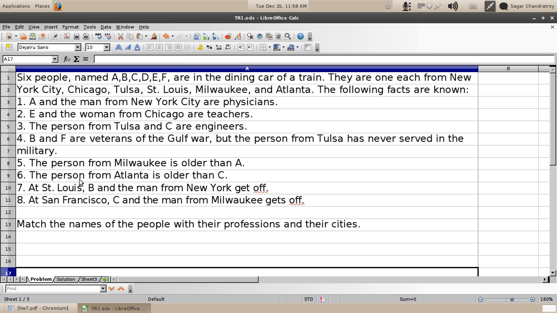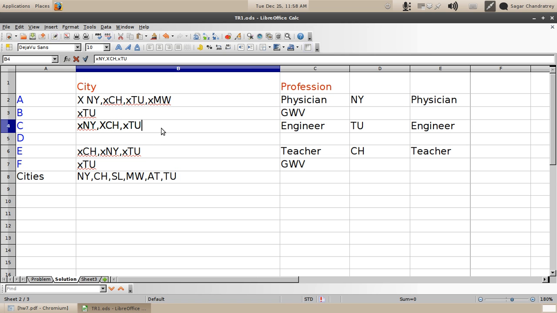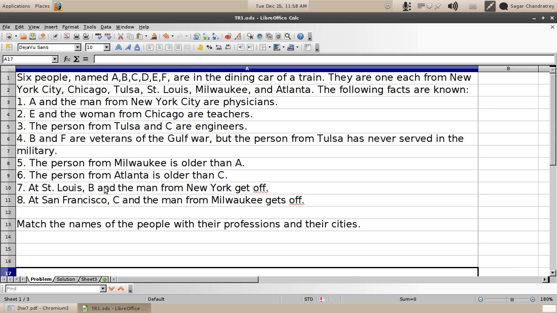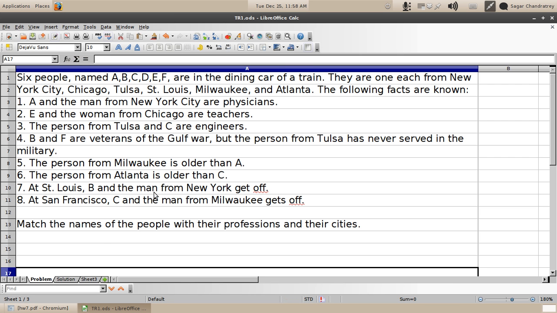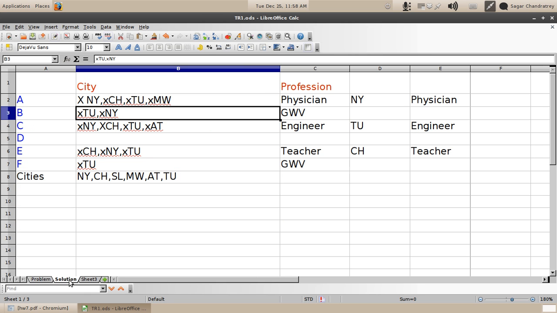Sixth statement, the person from Atlanta is older than C. So C is not from Atlanta. Now at St. Louis, B and the man from New York. So B is not from New York. Okay. At San Francisco, C and the man from Milwaukee. So C is not from Milwaukee.